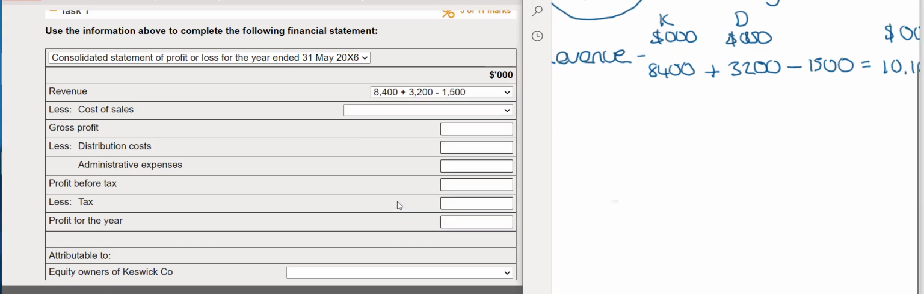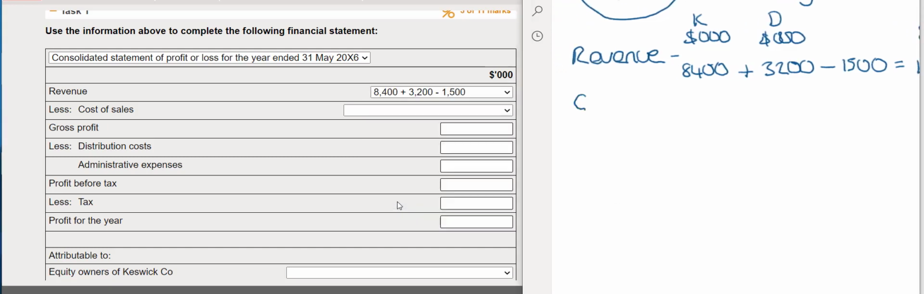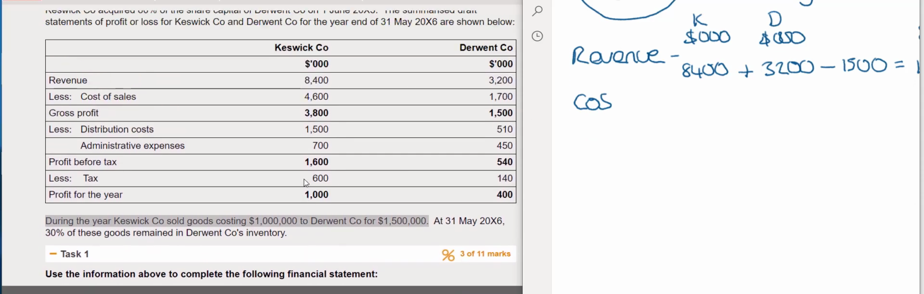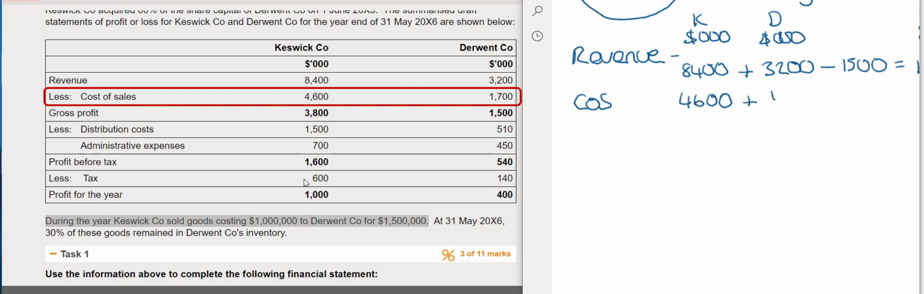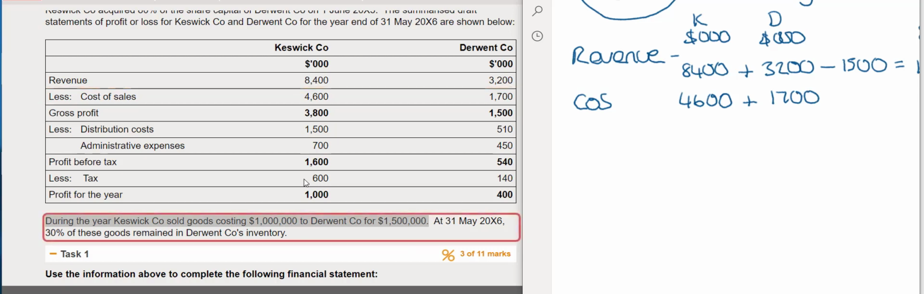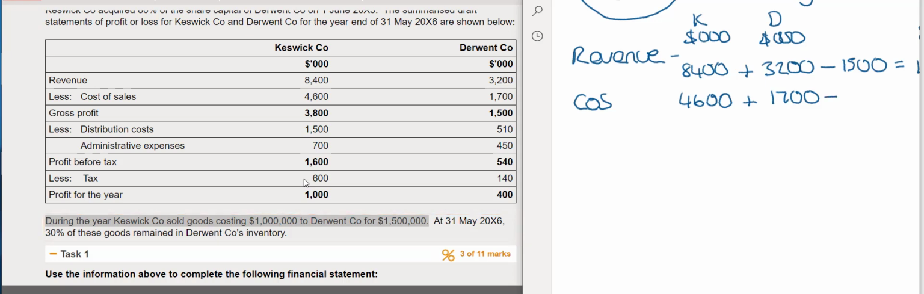The next balance to prepare is our cost of sales figure. Once again, looking at the information provided, we can see that Keswick's cost of sales were 4.6 million. Adding on to this is Derwent's, which amounted to 1.7 million. Remembering that we had an intra-group sale, and so Keswick sold to Derwent, and so therefore Derwent purchased from Keswick. The purchase in Derwent's accounts needs to be removed. So we are going to remove the 1.5 million that they paid for those goods.